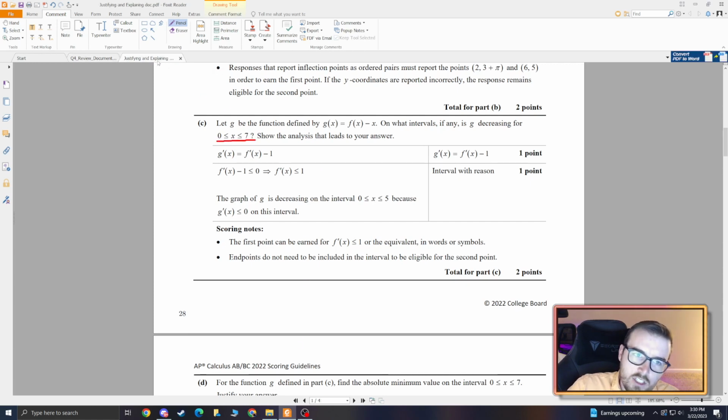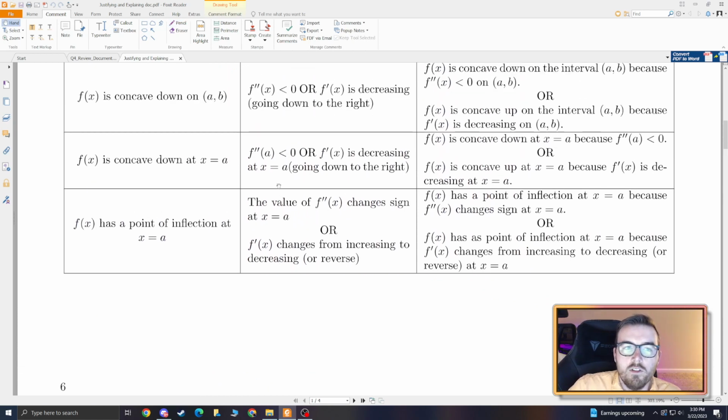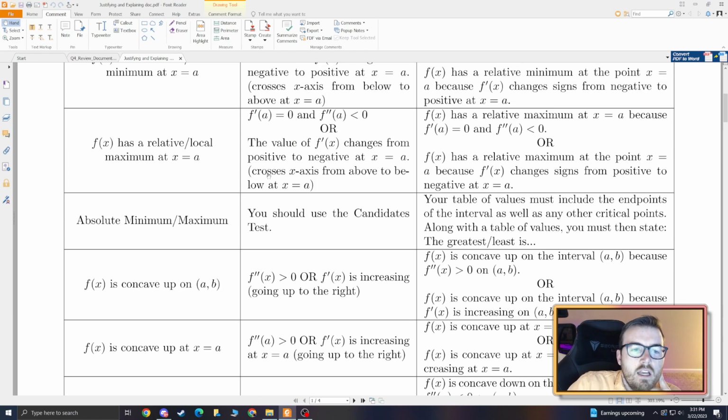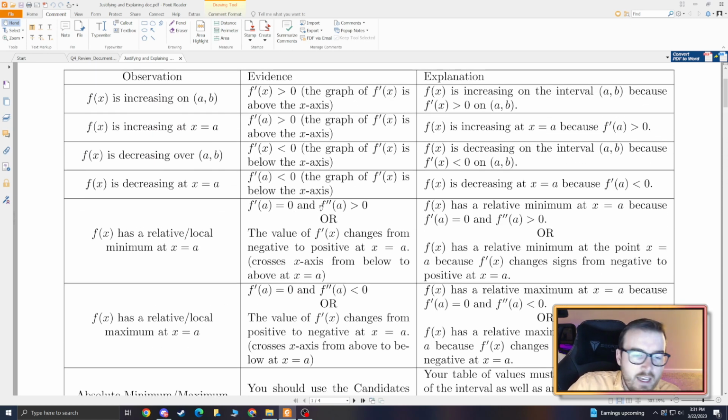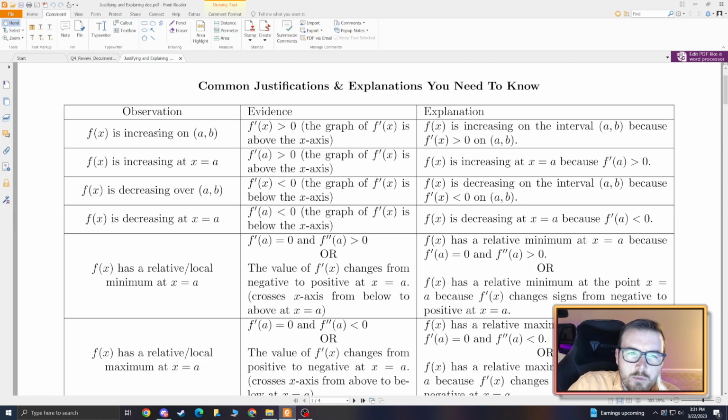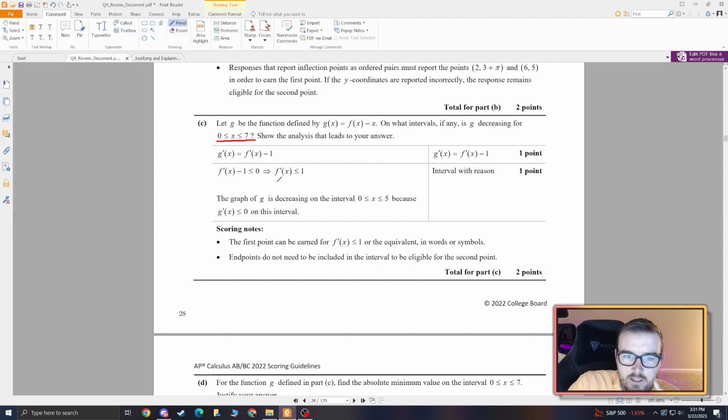So if I go back to the justifications, you know when something's decreasing, when it's going down. Why would something be going down? When its slope is negative. And what represents slope? Derivative. So it asks when, if ever, is it decreasing? So what is it really asking then? It's asking when, if ever, is the derivative less than 0? When is the derivative of g less than 0?